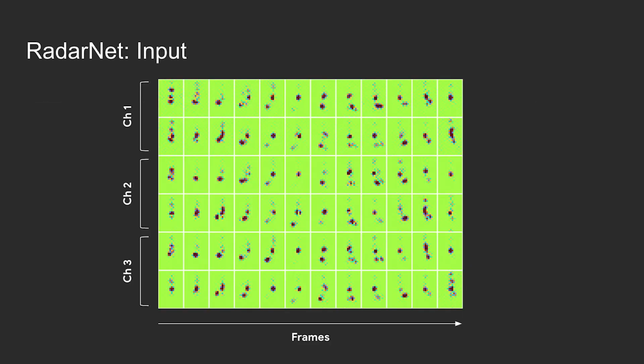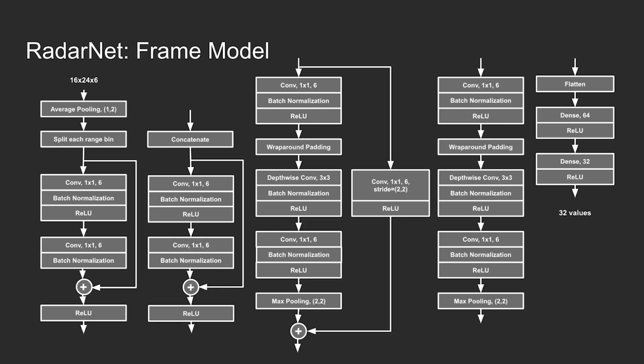The radar signal processing applies a series of FFTs to raw radar samples, calculating a range Doppler complex map. RadarNet uses 12 frames of a range Doppler complex from three receiver channels, shown here, as an input. The input is processed by the frame model first. The frame model has convolution, pooling, and ReLU layers utilizing residual blocks and bottleneck blocks. Through the model, the input is summarized into a one-dimensional vector with 32 values.